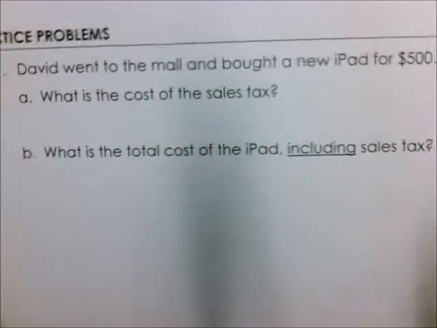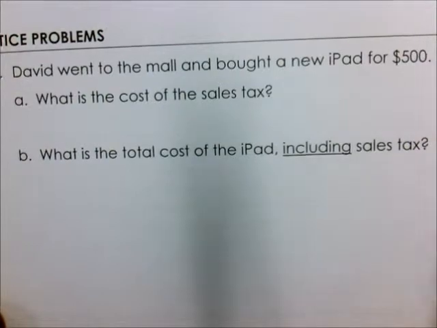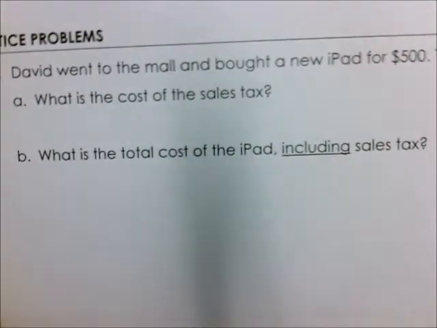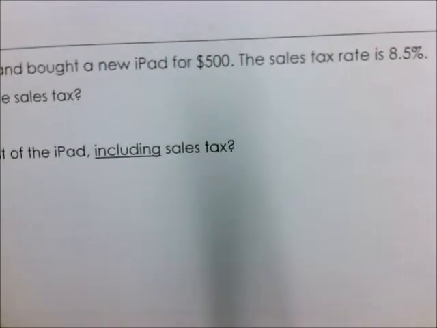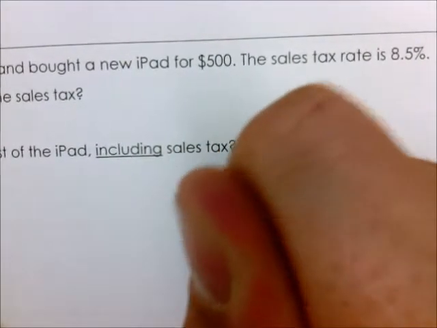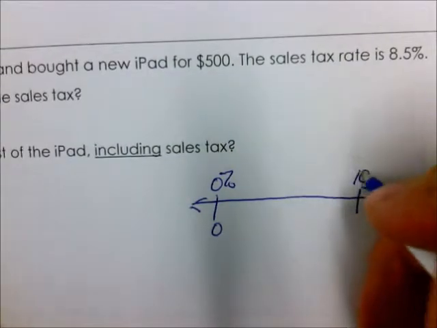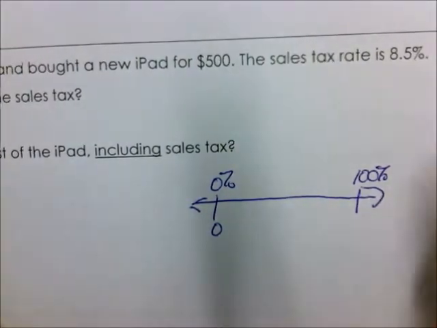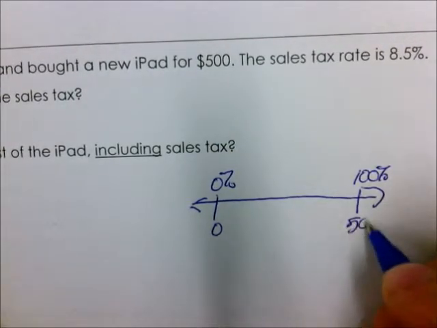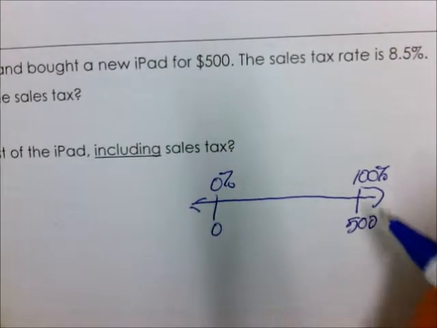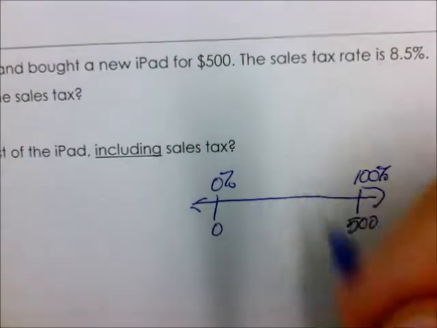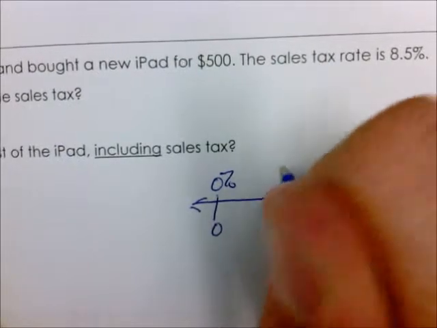So in order to do this, this is a percent of a number problem. I need to draw my double number line. I'm going to draw it over to the side here. So I have my arrow, and I have my 0% and my 100%. And 100% of the iPad is $500. All right, so there we go. The sales tax rate is 8.5%. Percents are on top, so I'm going to need an 8.5 somewhere.